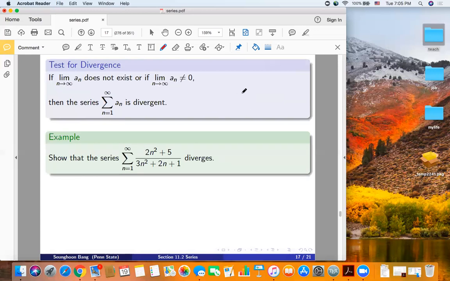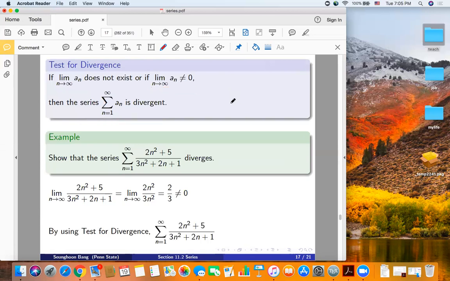So let me see what happens with this series. Is it convergent or divergent? I want to use the test for divergence. Calculate the limit of an. So how can you calculate? We can use relative ratio of growth. You have to ignore lower terms. You can cross out n squared, leaving 2/3. 2/3 is non-zero. So the series is divergent by the test for divergence. That's the idea.